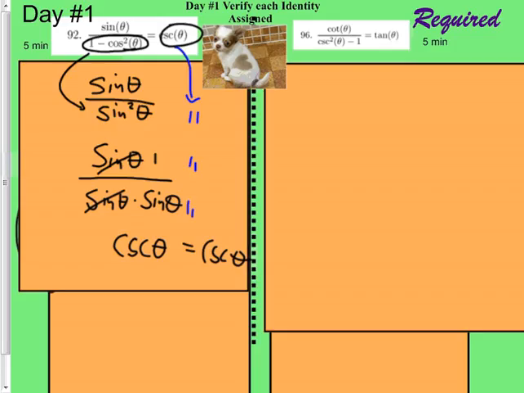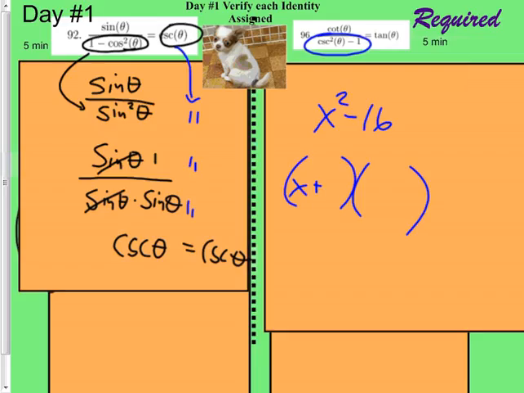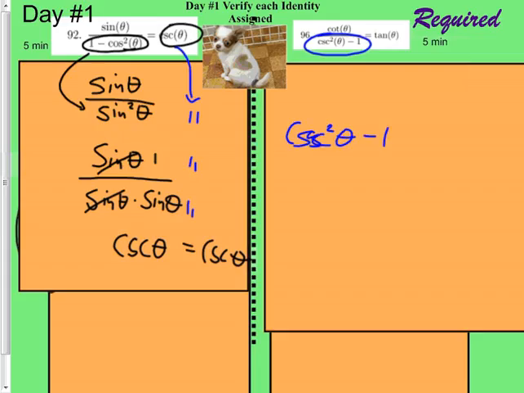Hint. Also, sometimes you have to be able to factor things like that. I hope this doesn't make your brain explode. But if this was as simple as x squared minus 16, do you remember how to factor that? It's two perfect squares, and they're subtracted. It's called difference of squares. X plus 4, x minus 4. Remember that? Okay, so what in the heck is cosecant squared minus 1? Okay, hold on. Cosecant squared minus 1 breaks into CSC minus 1 and CSC plus 1.